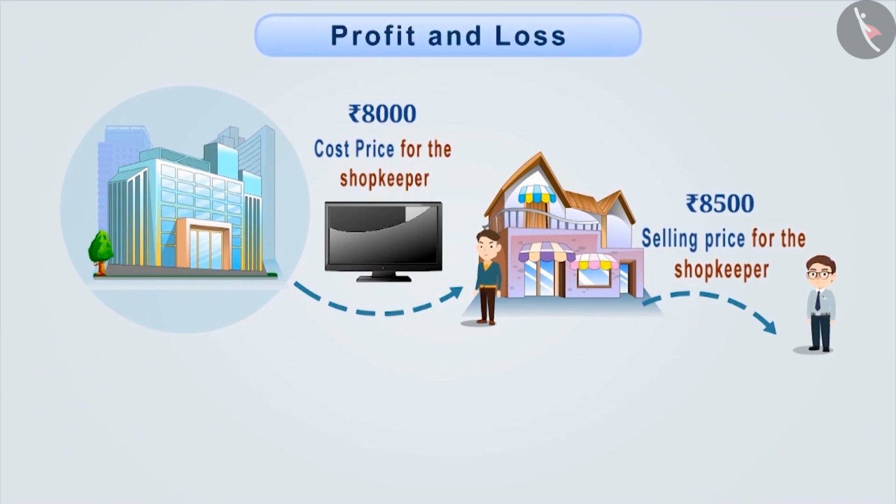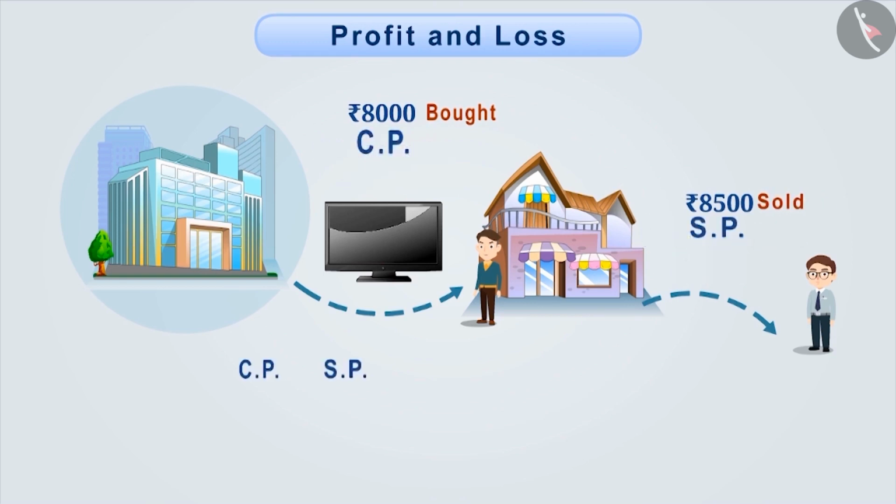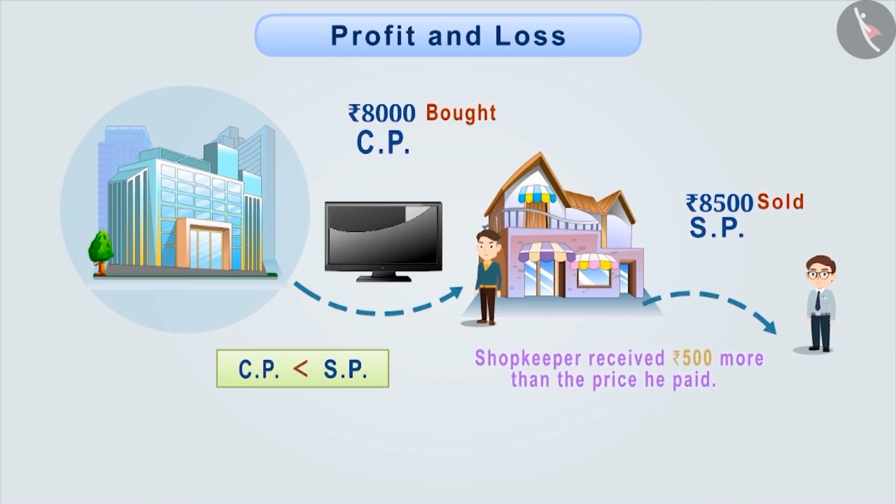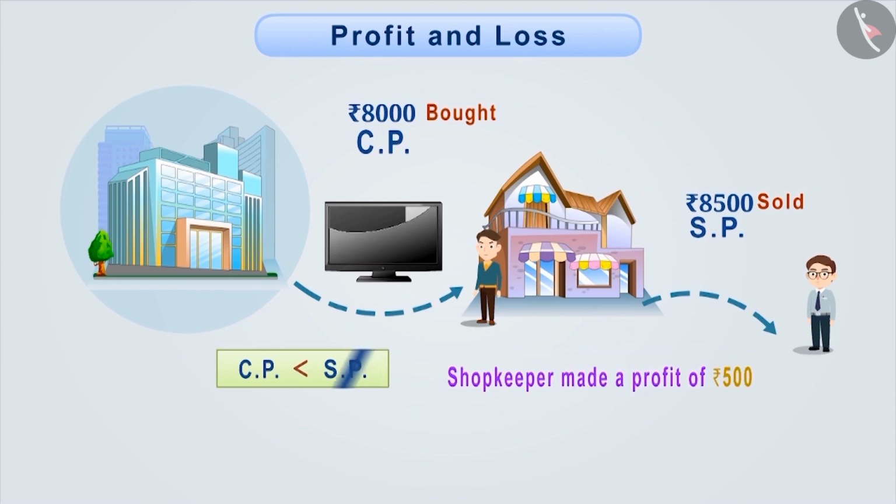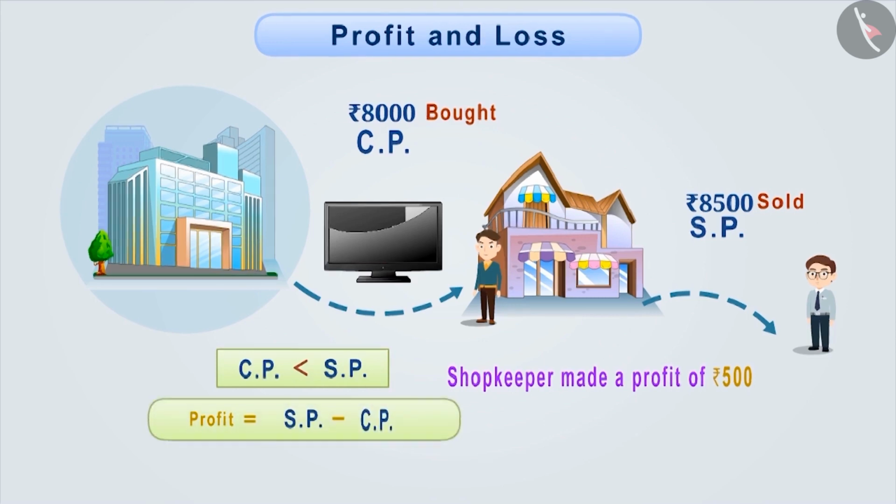Now let's understand what is profit and loss. The shopkeeper purchased the television for rupees 8,000 and sold it for rupees 8,500. That means selling price is greater than the cost price. In this situation, the shopkeeper received rupees 500 more than the price he had paid for the television. We say that there is a profit of rupees 500 for the shopkeeper. In this way, if the selling price is greater than the cost price, then profit is equal to selling price minus cost price.